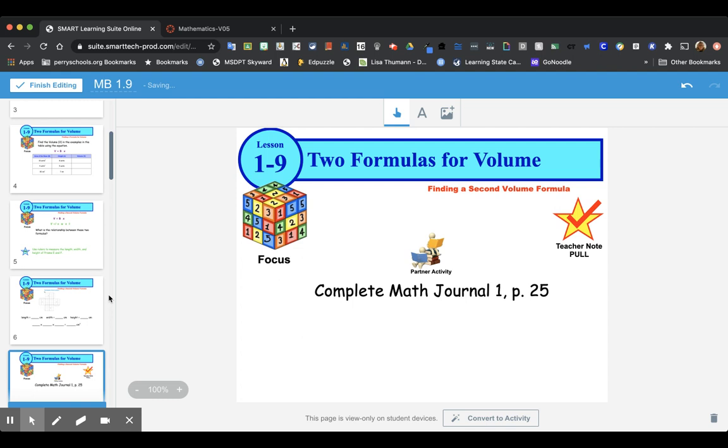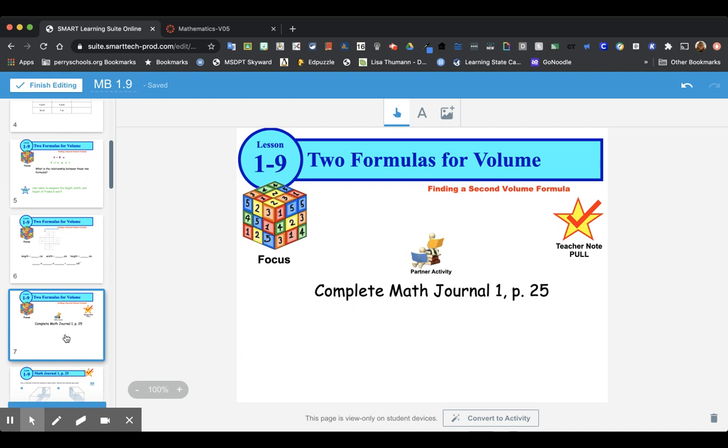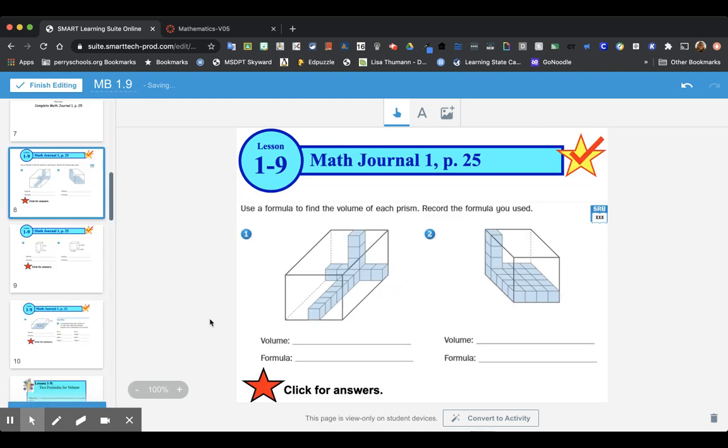So now it's your turn. I want you to turn to page 25 in your math journal. Pause your video here and then come back and check your work. Okay, on numbers 1 and 2, you were supposed to use the formula to find the volume of each prism. Remember, you've got length times width times height, or area of base times height. For number 1, length times width times height would be your easiest one. And for 2, the area of the base times height would be your best choice.